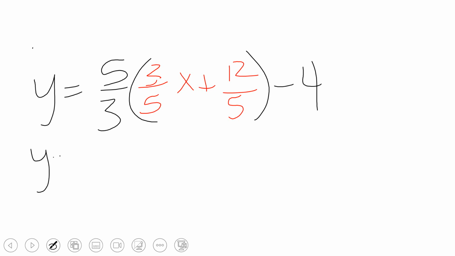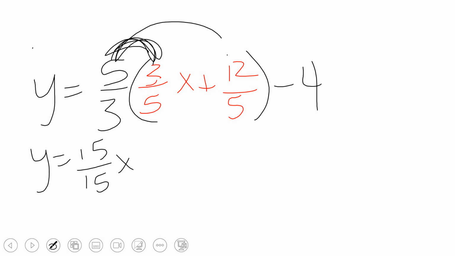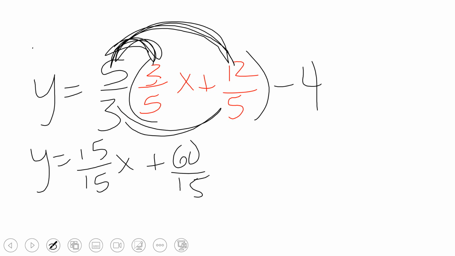All right, let's distribute. 5 times 3 is 15. 3 times 5 is 15, so I've done this part. Now I'm going to multiply straight across. 5 times 12 is 60. 3 times 5 is 15. I'm going to have you finalize this, and you have 20 seconds with your partner. Ready, get set, and go.